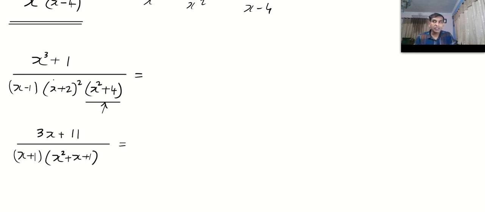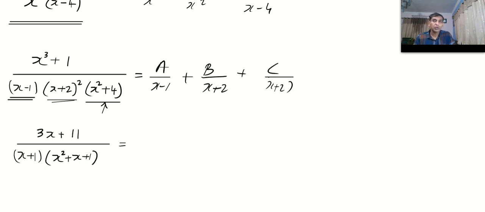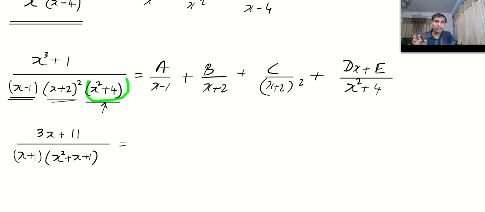Okay, so the assumption is, look, this is type 1, so A by x minus 1. This is type 2, so B by x plus 2 plus C divided by (x plus 2) the whole square. Now tell me the next two letters, A, B, C, D and E. So I am going to write Dx plus E divided by x square plus 4. Once more I will repeat, there is a specialty for this quadratic factor. The quadratic factor cannot be factorized into real factors. That means if you solve it with a calculator, the roots will come imaginary.